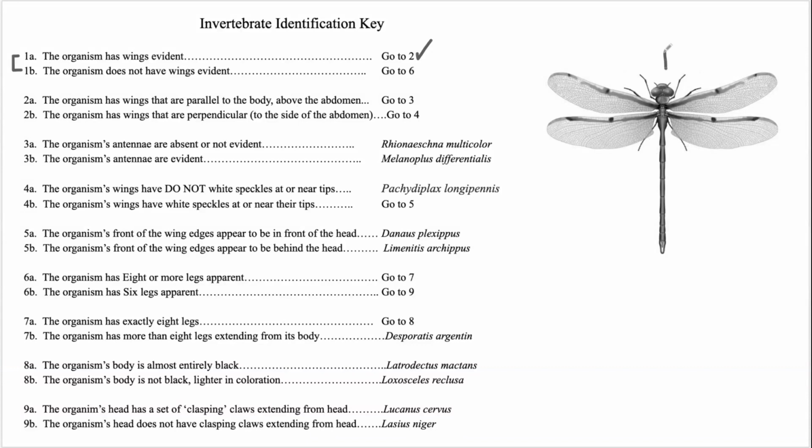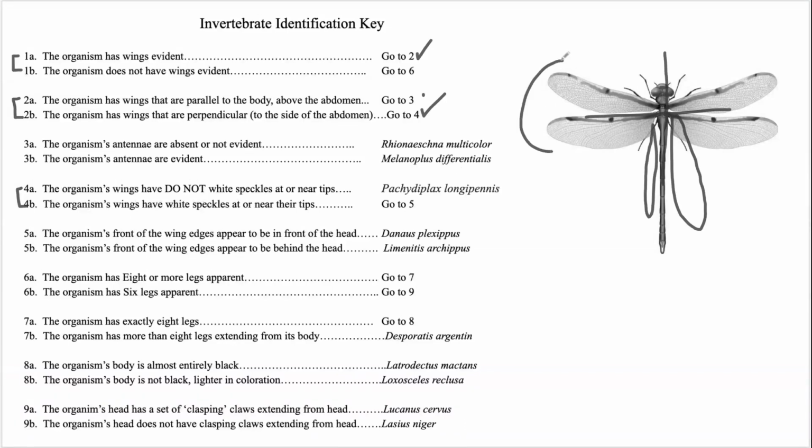Hopefully you understand, I know y'all had geometry. The wings are like this. Is that parallel or is that perpendicular? You better identify that as perpendicular. If the wings had been coming back like this, like moths and some other things that have wings that come back and are parallel to the body, it would be different. But we're picking perpendicular, so that's number 4. So I jump down here to number 4. The organism's wings do not have white speckles near the tips. The organism's wings have white speckles near the tips.